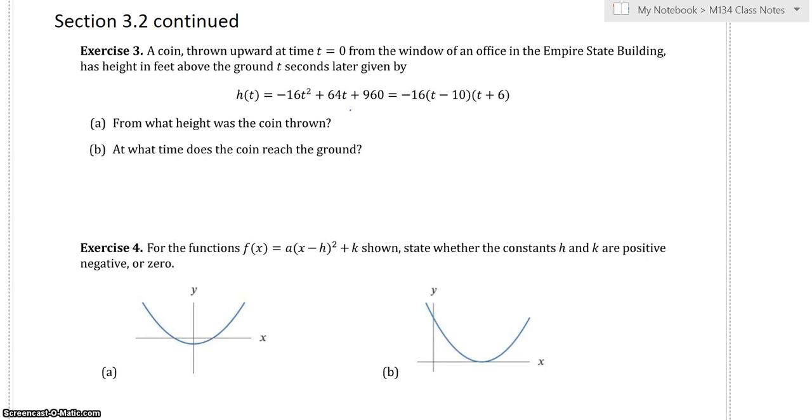Exercise 3. It says a coin thrown upward at time 0 from a window of an office of the Empire State Building has a height in feet above the ground T seconds later given by this formula. So they have it. The first one is in standard form, if you remember from the last video, and this one can be written also in factored form. There's a 16 common, and then you can see it will factor if you go through that work. The question is, from what height was the coin thrown, and at what time did the coin reach the ground?